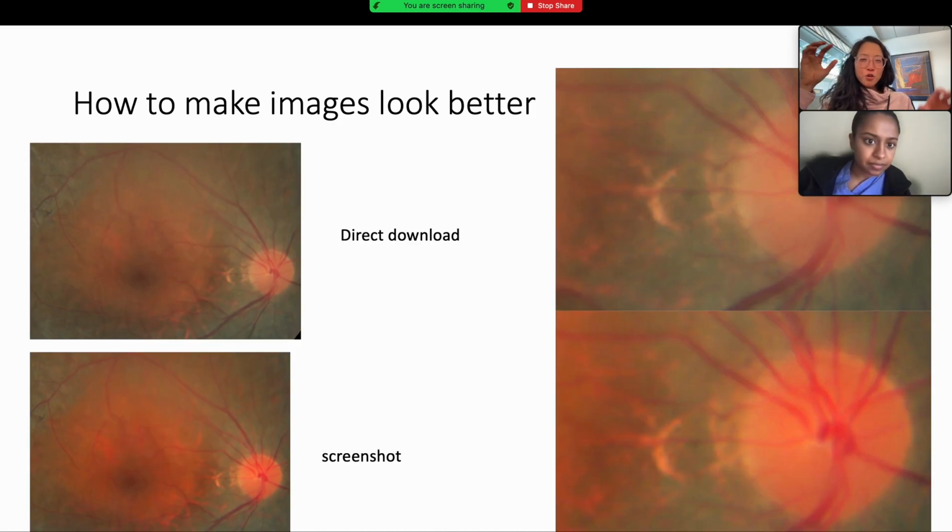You can also, if you're really, really particular, instead of screenshotting, directly download from Access. You can see that the pinkish hue is improved by directly downloading the image instead of screenshotting it. And then when you blow things up really big, you can start to tell differences in the sharpness of the image. But I think that for most functions, screenshotting is probably the way to go.